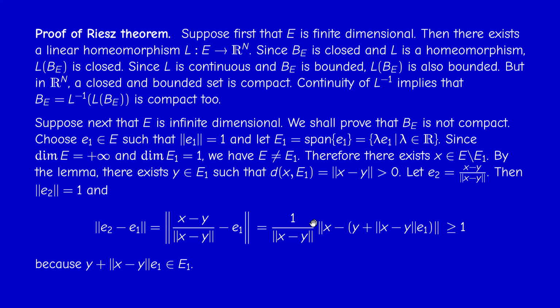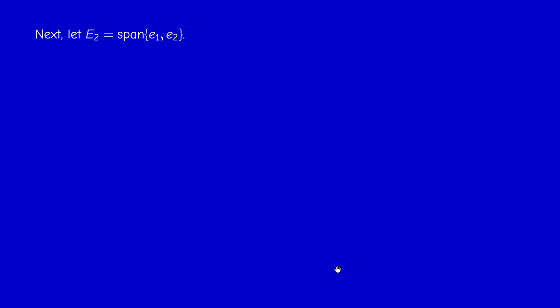Okay, so I get 1 over norm of x minus y times this distance, which is just norm of x minus y. So this is bigger or equal than norm of x minus y over norm of x minus y, and this is 1. Okay, so just go back to the definition. Okay, so now e2 is at least at a distance 1 from e1. Okay, and I continue. Now I consider E2 to be the space generated by e1 and e2.